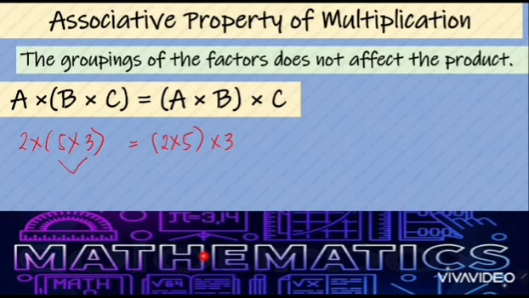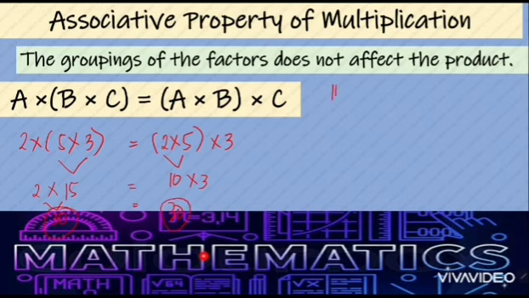So, let us check. 5 times 3 is equal to 15. 2 times 15 is equal to 30. So, 2 times 5 is equal to 10. 10 times 3 is also equal to 30. So, parehas pa rin yung sagot nila.